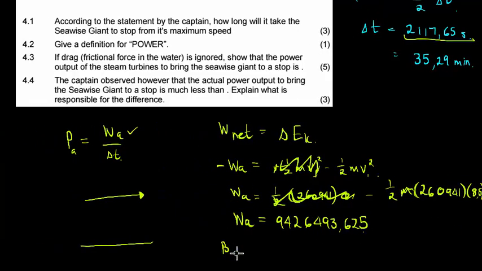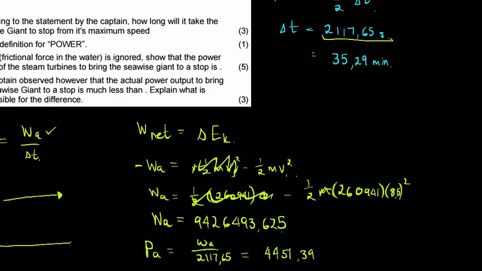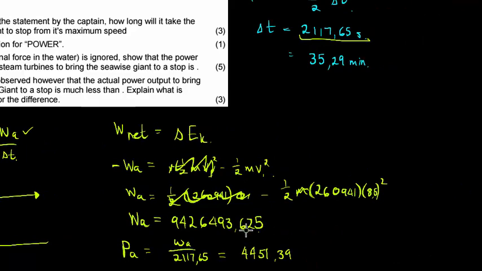And now if I have to work out power, it is equal to that work applied divided by 2117.65, which gives me 4451.39. You sure? Then there's something. Oh, wait. We're short another 3 zeros. I didn't multiply with... this was tons. I should work in kilograms.